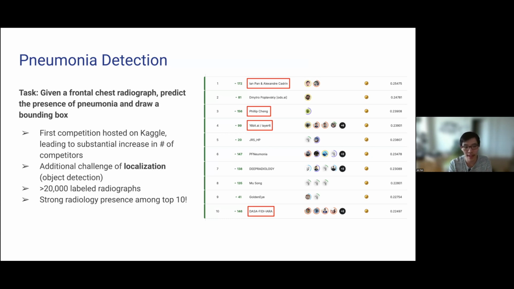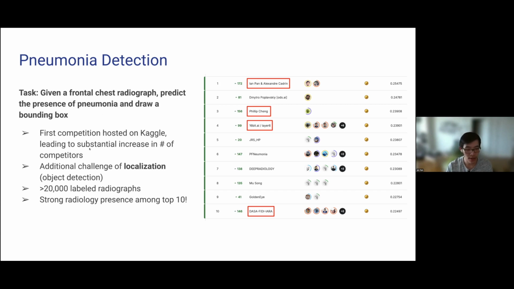This also had the additional challenge of localization. On the prior challenge, you just predicted a bone age. That's just a number. In this challenge, you had to say whether there was an opacity, and then you had to draw a box around it, and you would be evaluated on how good your box was in capturing that opacity. So a little bit more complicated there, but also more interpretable for anyone using the model, because now you have a box drawn around the finding of interest. And here we had over 20,000 labeled radiographs.